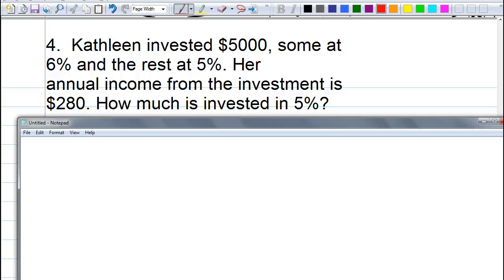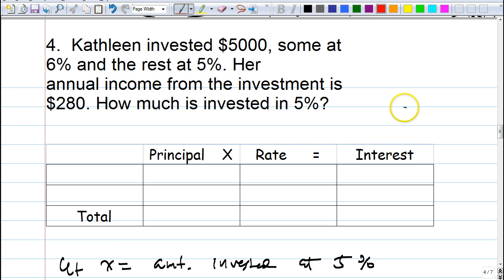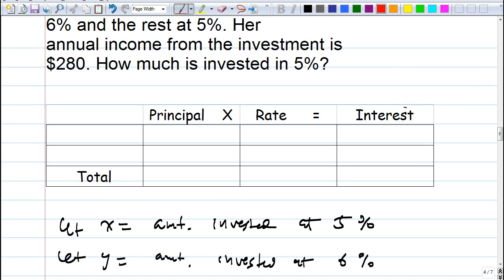So we're going to declare our variables. Let x be how much she invested in 6%, and let y be how much she invested in 5%. Actually, I did x for 5%, y for 6%. Is that okay? Right. Yeah. So, okay, so that's good.